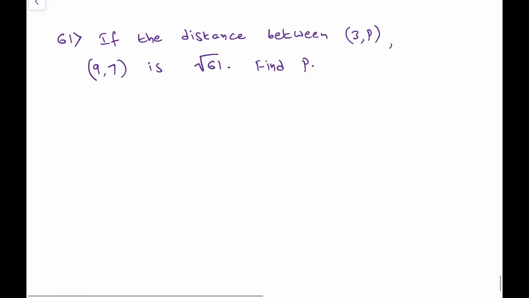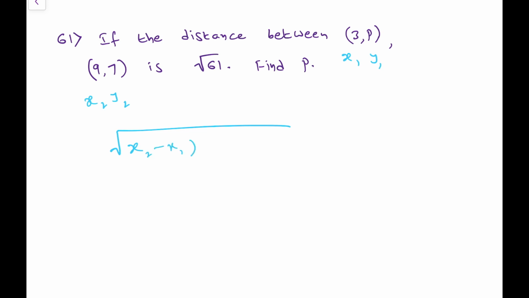Moving to the next question. If the distance between 3 comma P and 9 comma 7 is root 61, then find P value. So we will take this as x1 y1 and this as x2 y2. We know the distance formula, that is under root x2 minus x1 whole square plus y2 minus y1 whole square. But according to the question, the distance is root 61, right? So this is equals to root 61. Now both the sides we will be having square roots, right? So to remove that, I will do squaring on both the sides.